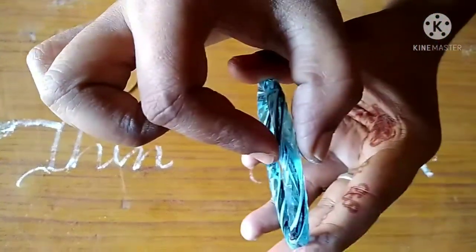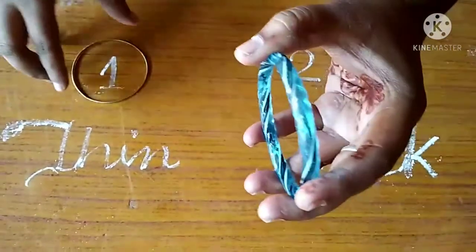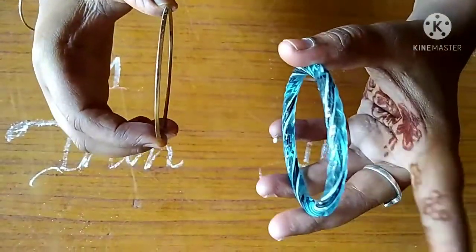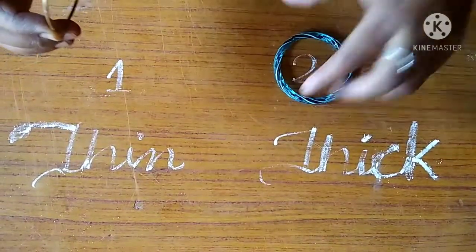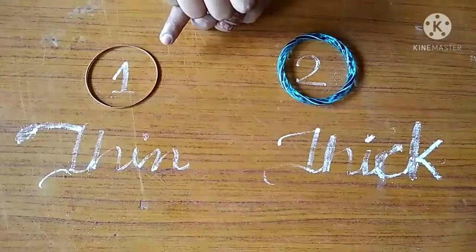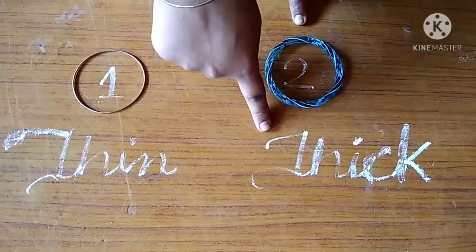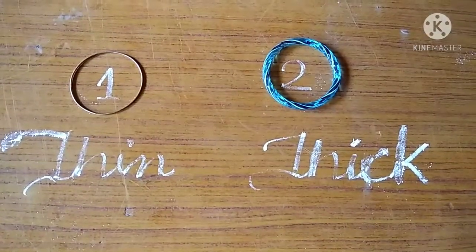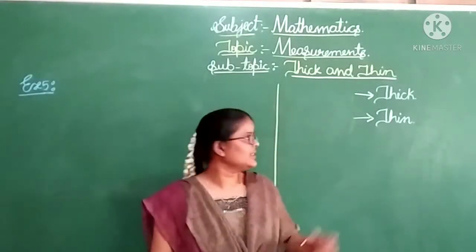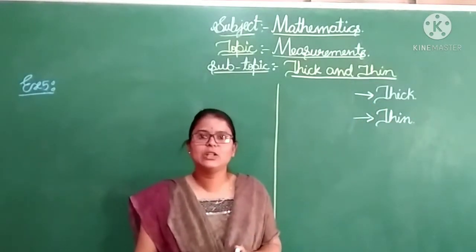See, this is the width. This width is this much, right? This width is very thick compared to bangle 1. See, which has more width? This bangle 2 has more width. Therefore, this bangle is the thickest bangle and this bangle is the thin bangle. Bangle number 1 is a thin bangle and bangle number 2 is a thick bangle. In our practical we came to know that bangle 2 is thicker, right?